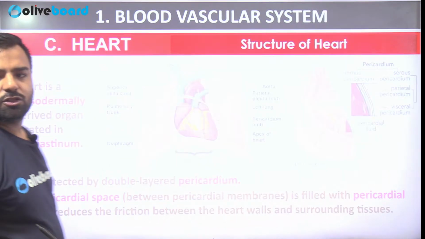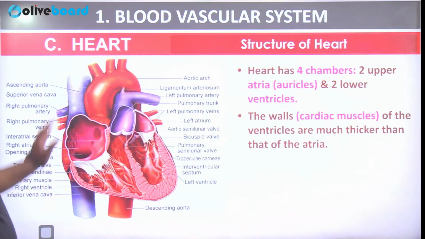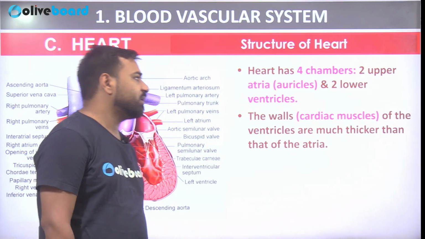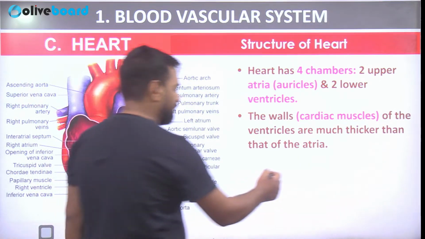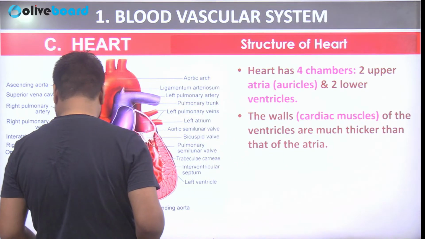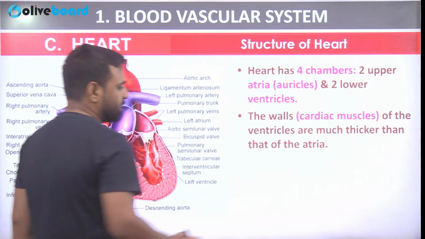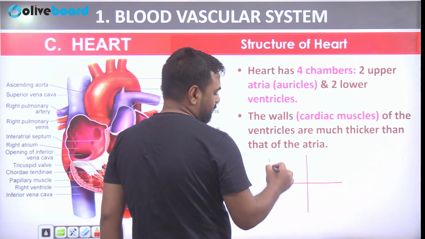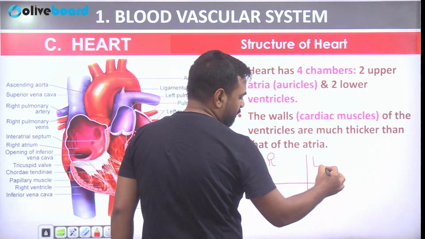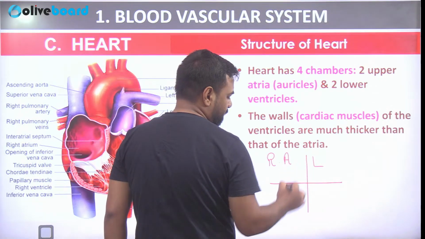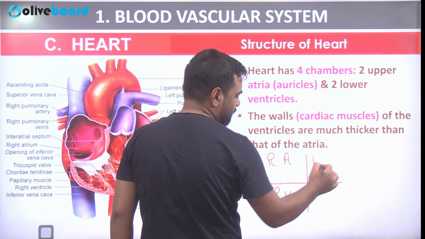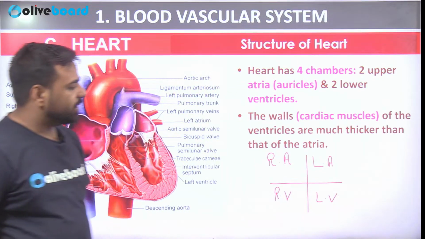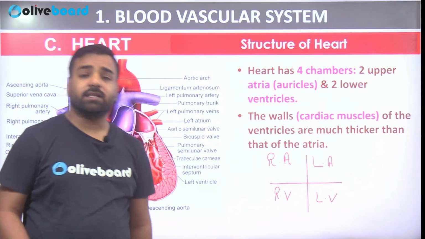Fine. So I'll just show you here. This heart has four chambers, where we have two upper chambers known as auricles and two lower chambers known as ventricles. So it's like this. You must remember this. Heart is divided into four chambers. This is the right portion, this is the left portion. So right auricle, right ventricle, left auricle, and left ventricle, right? These are the four chambers of the heart present in our body.